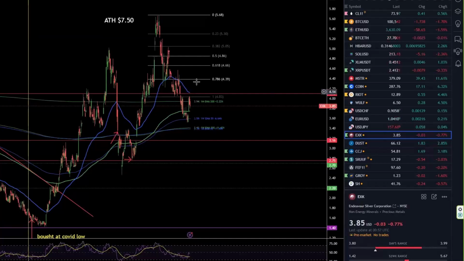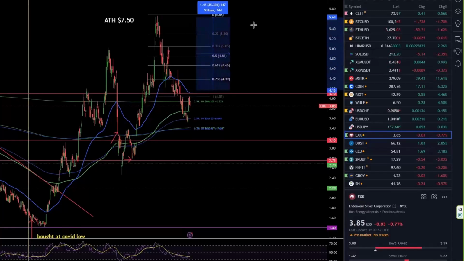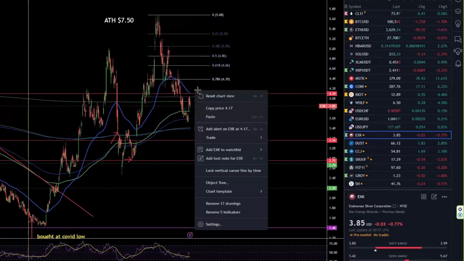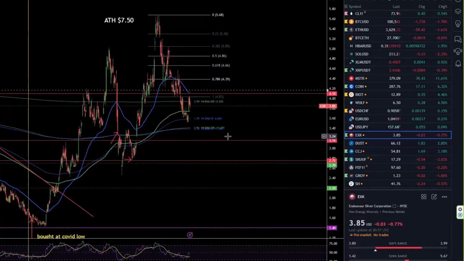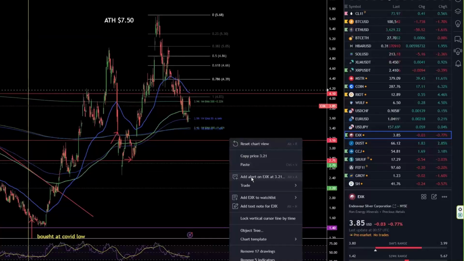But not here. Either a break above here, I don't know if that's going to be enough for me. Yeah, 35%. So I need an alarm here. Or preferably, I would like it to come down somewhere down here.